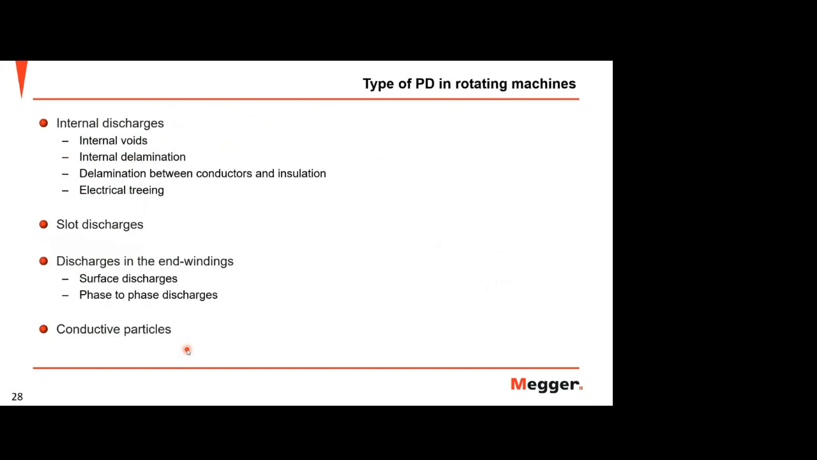Okay, these are some types of PD in rotating machines. There are some types like internal discharge, internal void, internal delamination, delamination between conductor and insulation, electrical treeing. Other types are slot discharge, discharge in end winding, surface discharge, phase-to-phase discharge, and conductive particles. So I will try to show you some examples and explain this.